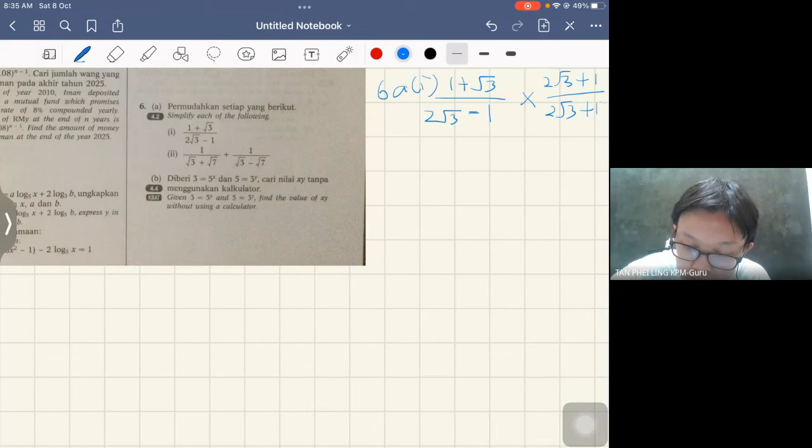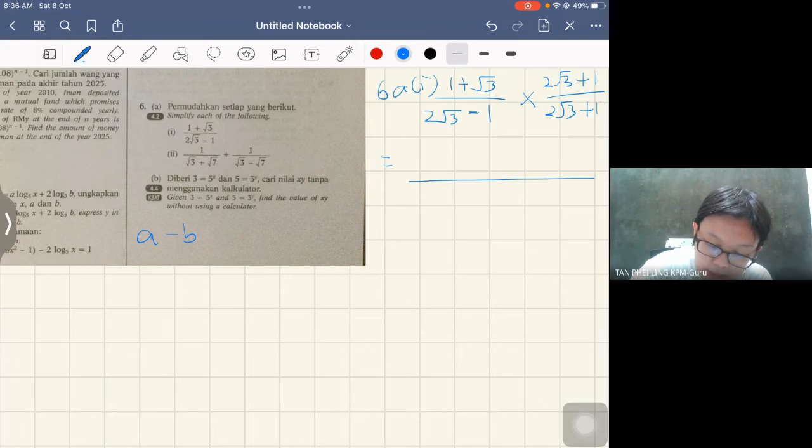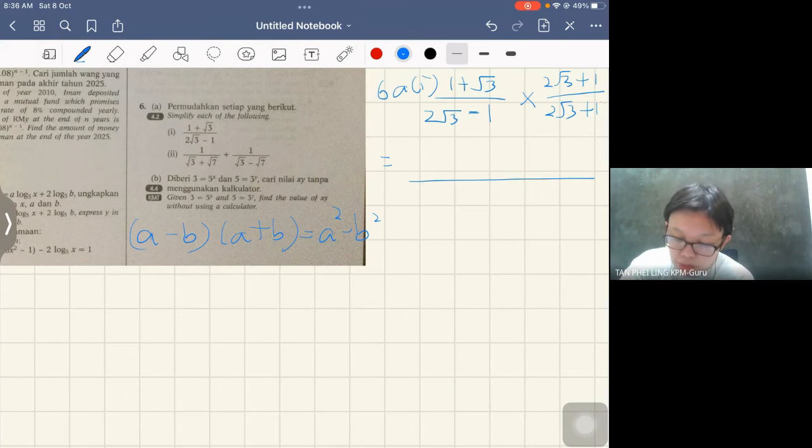Okay, so now we continue. So the bottom. Remember the idea of conjugate is actually a minus b times a plus b so that you will get back your a square minus b square. Last time you used to start writing from the right first, a square minus b square equals a minus b, a plus b. So the idea here now is that you are given the left-hand side, a minus b. So you yourself have to multiply the top and bottom with a plus b so that your denominator can become a square minus b square. That's the idea.